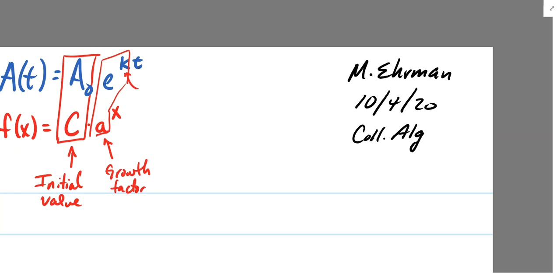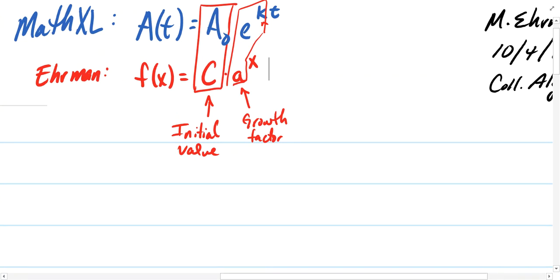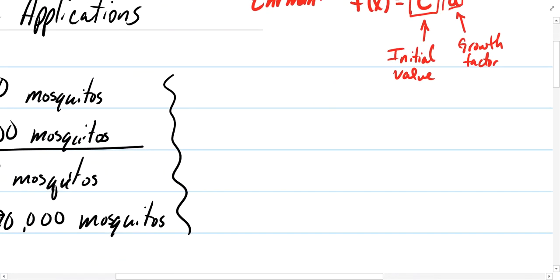If K is bigger than 0, then we've got a growth. If K is smaller than 0, then we've got a decay. And that's all well and good. That's a technique that works. That's not the technique that I've been stressing in my videos because I think this second equation is a little bit easier to work with.